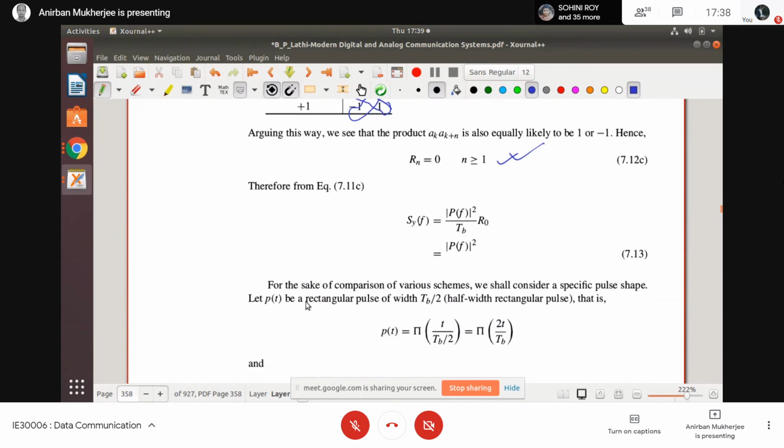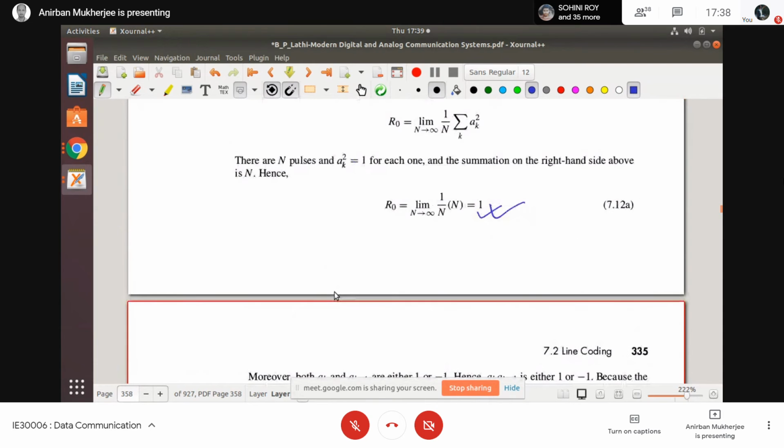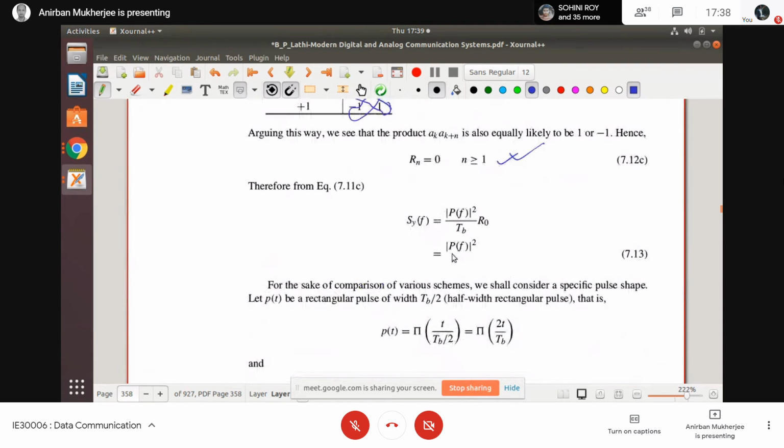Now what is R0? R0 is 1 by TB. Okay. Now, for the sake of comparison of various schemes, we shall consider a specific pulse shape. Say p(t) is now a rectangular pulse with TB by 2. So that is a half-width rectangular pulse. I can represent it as a rectangle of t by TB by 2.